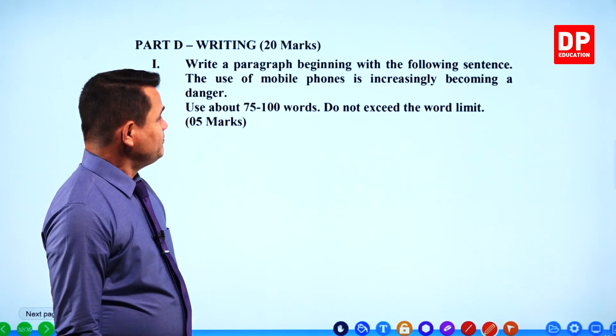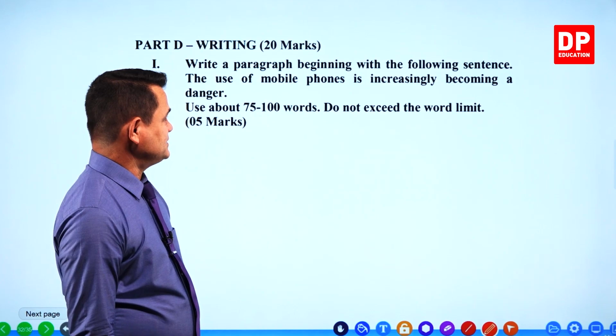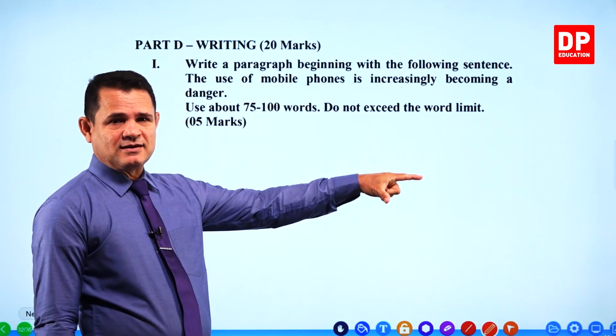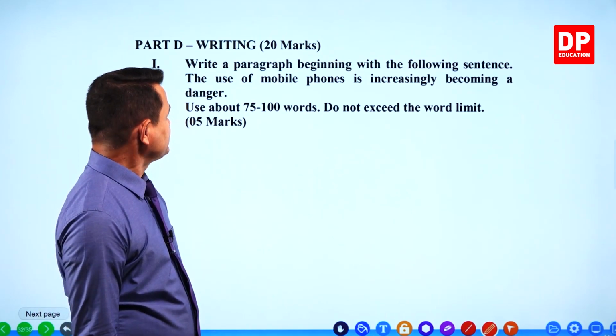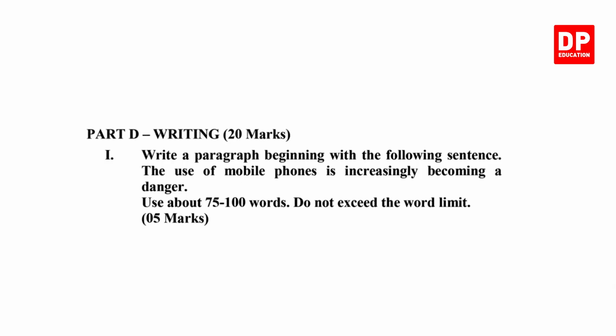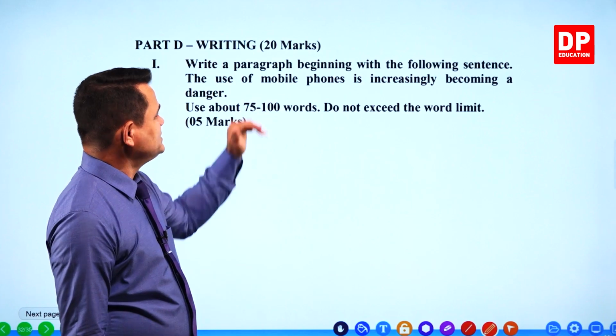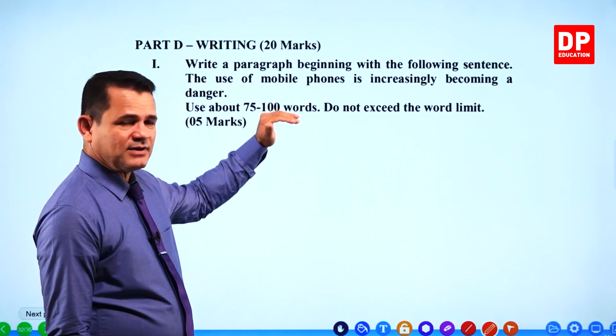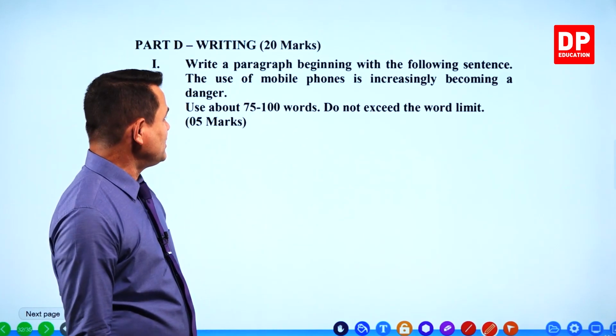Write a paragraph beginning with the following sentence. මෙන්න වාක්‍යයක් දීලා තියෙනවා ඒකෙන් පටන් අරන් you have to write a paragraph. ඡේදයක් ලියන්නලු. The use of mobile phones is increasingly becoming a danger. So this is the sentence given. මෙන්න මේ sentence එකෙන් පටන් අරන් you have to write a paragraph.